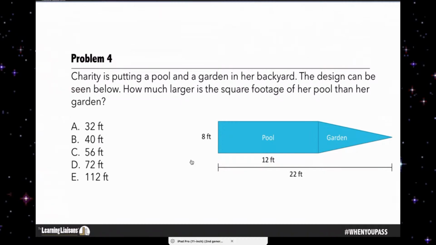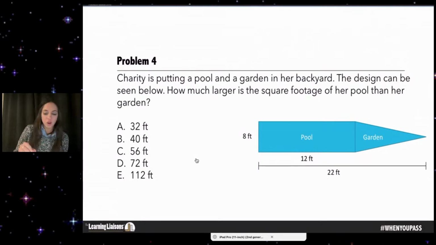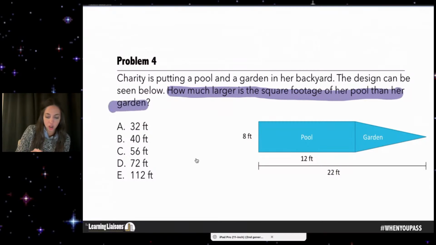So let's look at the question before we start to solve. How much larger is her pool than the garden? Even though this doesn't say what is the difference, this phrasing tells me that I'm looking for that gap between the pool and the garden, which means I'm doing some sort of subtraction problem.